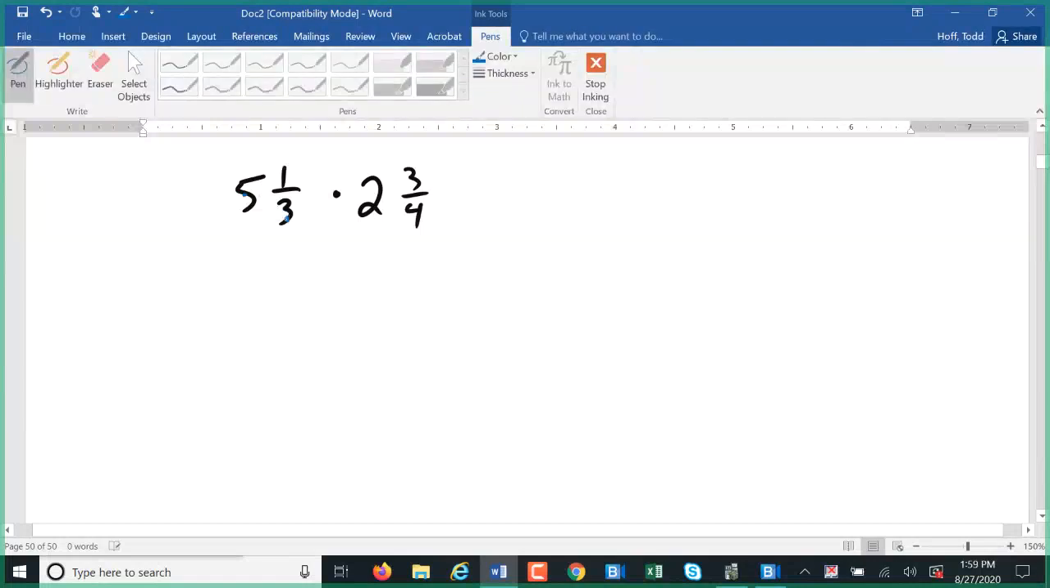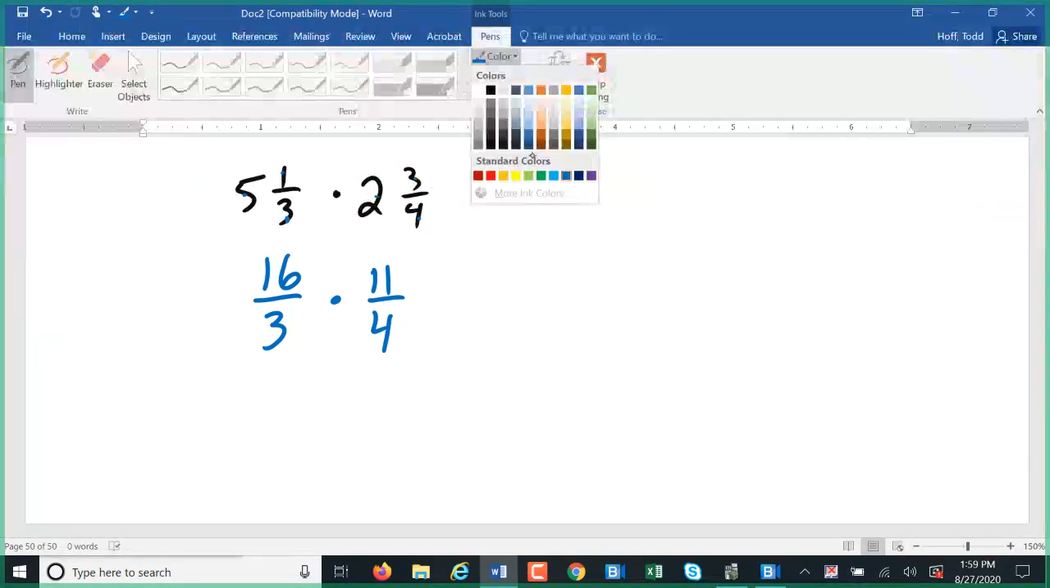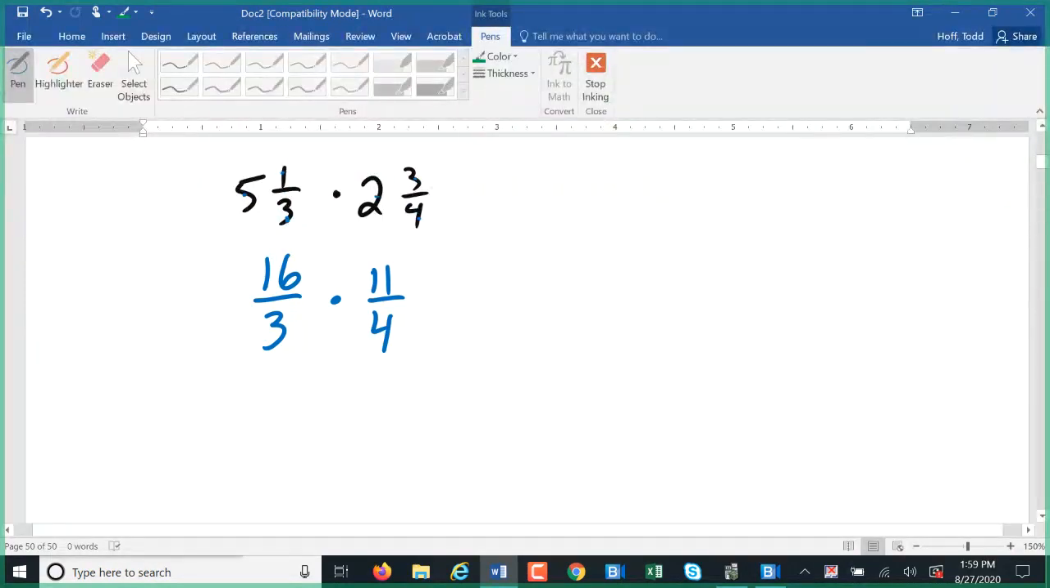So 5 times 3 is 15, plus 1 is 16 thirds, times 2 times 4 is 8, plus 3 is 11 fourths. Now, these are fractions in every way. I can cross cancel. 16 and 4 both divide by 4. 16 divided by 4 is 4. 4 divided by 4 is 1. Now I multiply. 4 times 11 is 44. And 3 times 1 is 3.